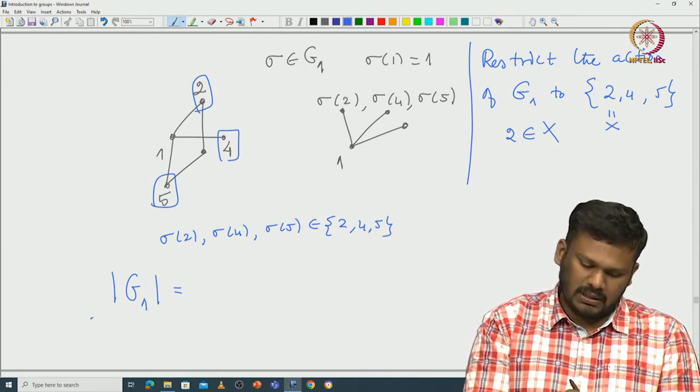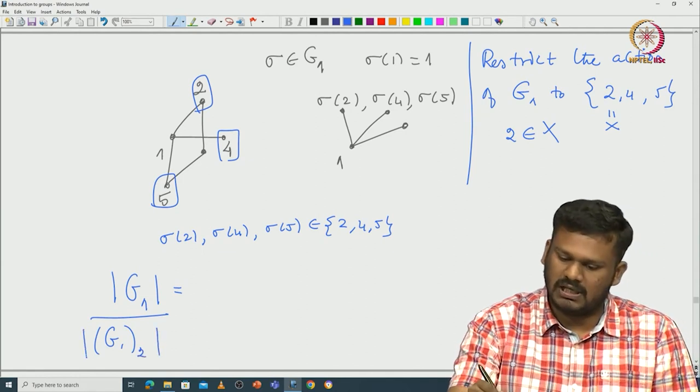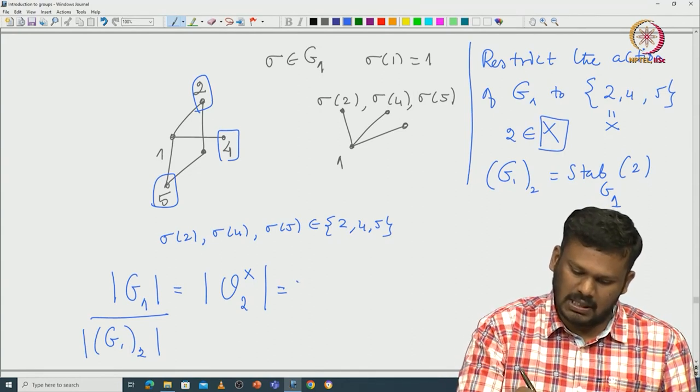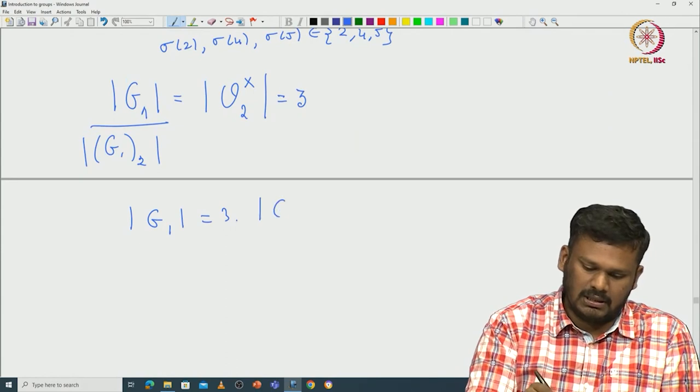So, the cardinality of G1 divided by the cardinality of the stabilizer, let us denote it by G12. Let us call G12 the stabilizer of 2 inside G1. What will be the ratio? That will be exactly the orbit of 2 inside x. I will leave it as an exercise, but the action of G1 on 2, 4, 5 is going to be a transitive action. One will be able to get automorphisms of this G that fix 1, that take 2 to 4, 4 to 5 and so on. So, the cardinality of this orbit is exactly 3.